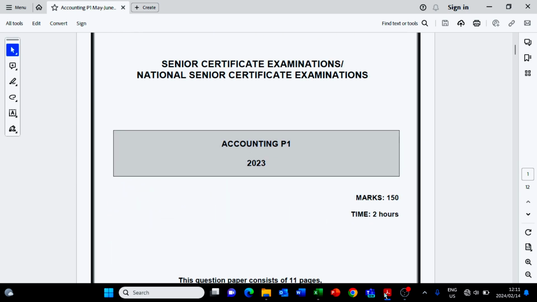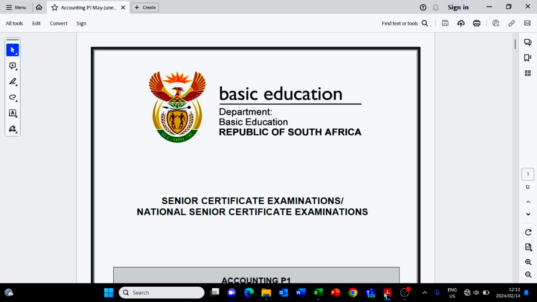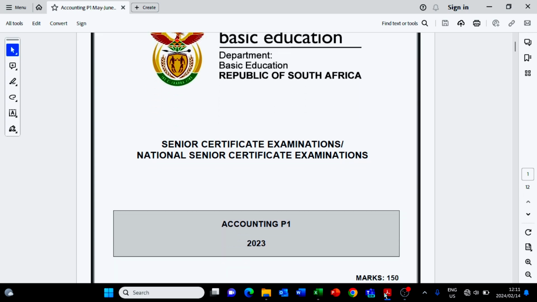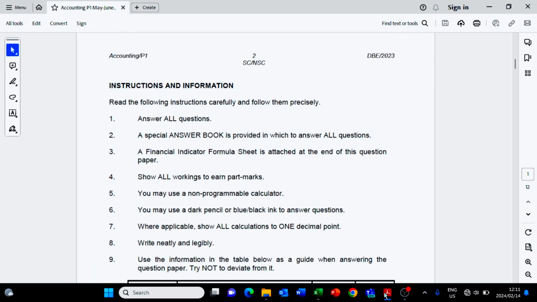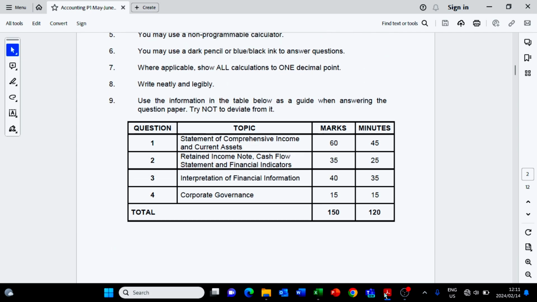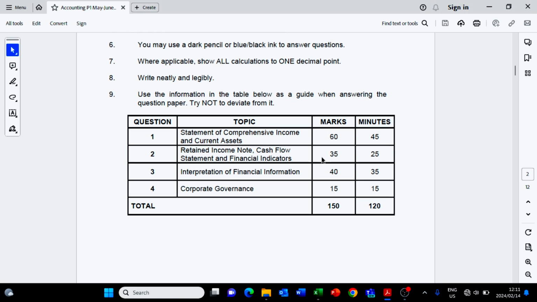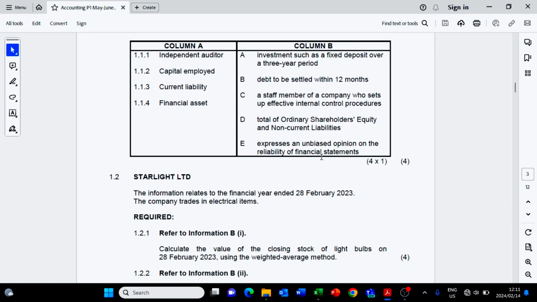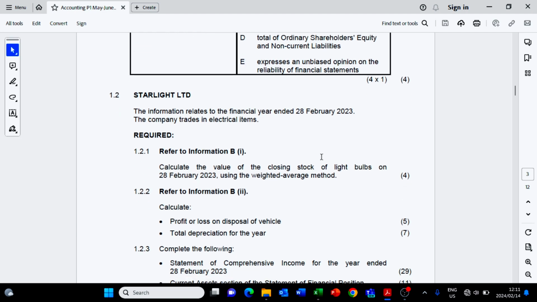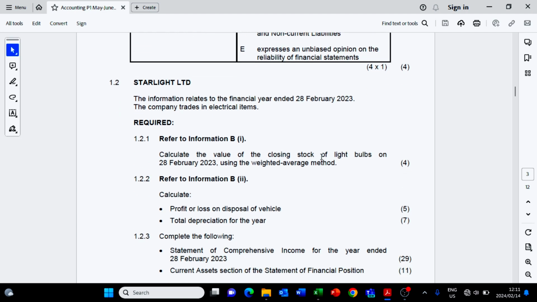We are going to be doing the National Senior Certificate Examinations question paper, which is the accounting paper 1 from the 2023 May-June question papers. We are going to be doing question 1, which is the statement of comprehensive income and current assets, which is 60 marks, 45 minutes. We are going to skip 1.1, go straight to 1.2. Starlight Ltd. The information relates to the financial year ended 28 February 2023. The company trades in electrical items.